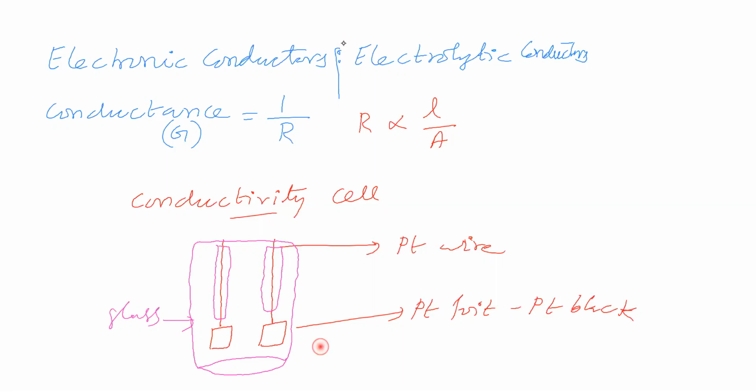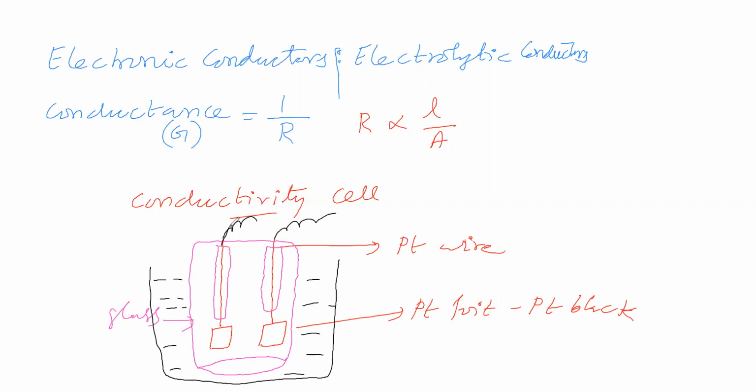Now this arrangement is called a conductivity cell. This conductivity cell will be dipped in electrolytic solution. In this vessel, electrolytic solution will be taken. Then it is connected.